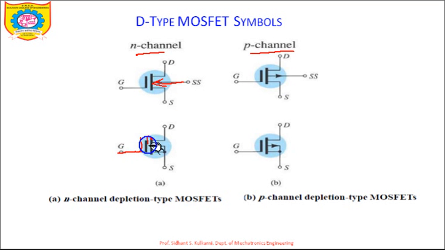Gate, then there is a space. This space represents the SiO2 layer, since the gate is insulated from the substrate. So this is drain, this is source, and we can observe in the diagram clearly the gate, the arrowhead pointing towards inside, the source. And for the P type of a MOSFET, the arrowhead is going towards outside.